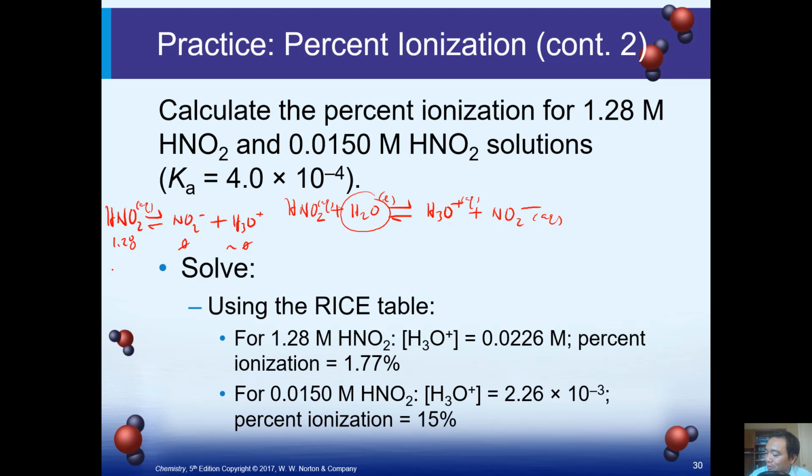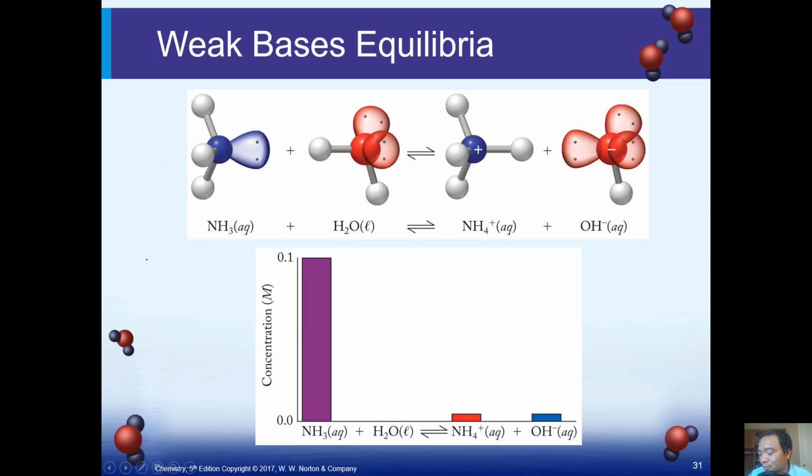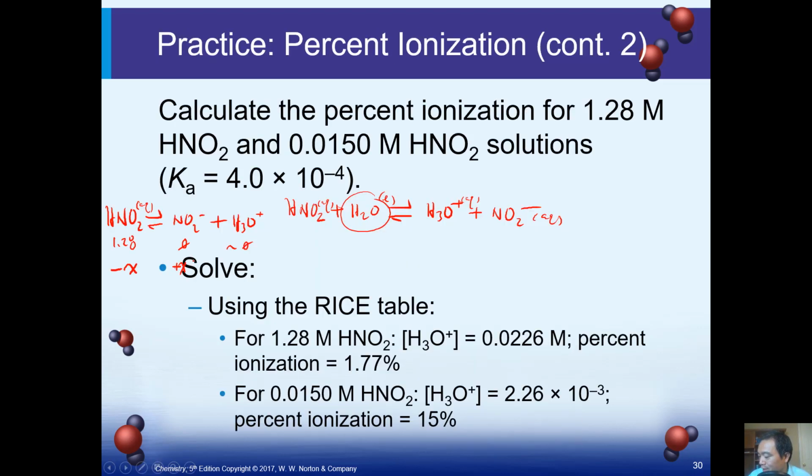Then you build the ICE table. This is minus x. Here would be a plus x. Then this would be plus x as well. For the last row would be 1.28 minus x, then x, then x. So when you do the Ka expression, Ka will become x squared divided by 1.28 minus x. You'll notice the Ka is very small, so we can use the small x approximation. That means 1.28 minus x is almost the same as 1.28, so you cross this out.